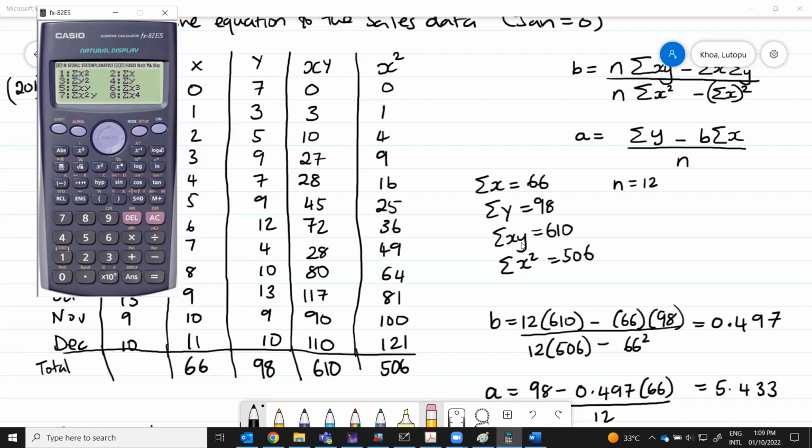Then again, let's see which one we want. We want the sum of the x times y. So there it is, number 5. This is 610. And then we want the sum of the x squared. So that's 4. Then I want number 1. And this is 506. So you can see that doing it with the table will take you quite a long time, but your calculator does it in a matter of seconds.